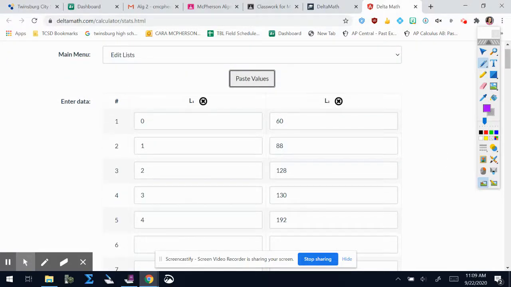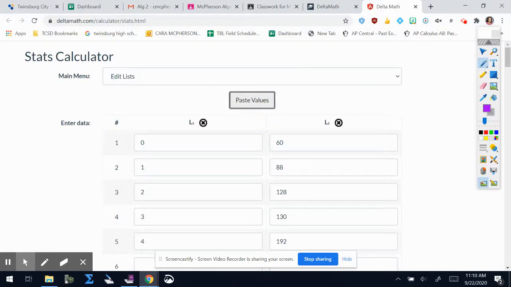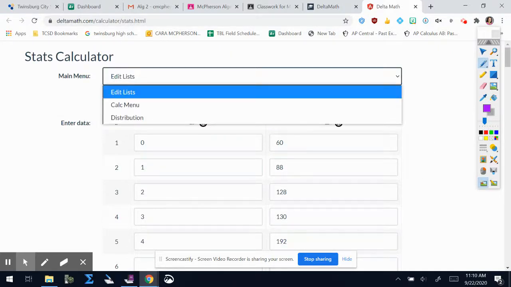This is a huge time-saving piece because before we had to manually enter them all into a graphing calculator, and now this does it for us. So then, once the data is in there, you're going to go to your main menu dropdown, and you're going to go to your calculate menu. It's the second option.